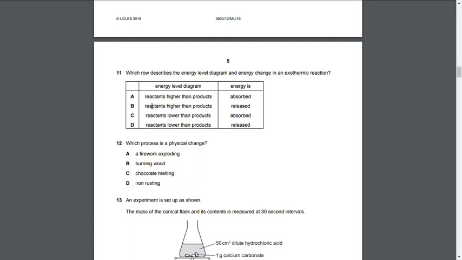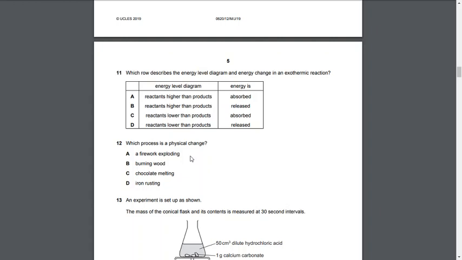Coming to question number 12, which process is a physical change? For physical change, we are looking at no chemical changes, that means no permanent changes. When a firework is exploded, we cannot bring it back to its original form. When we are burning wood, once wood is burned, it releases gases and ash, and this is not reversible. So it's once again a chemical change.